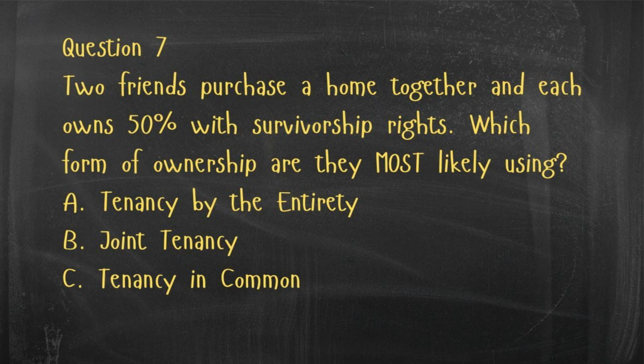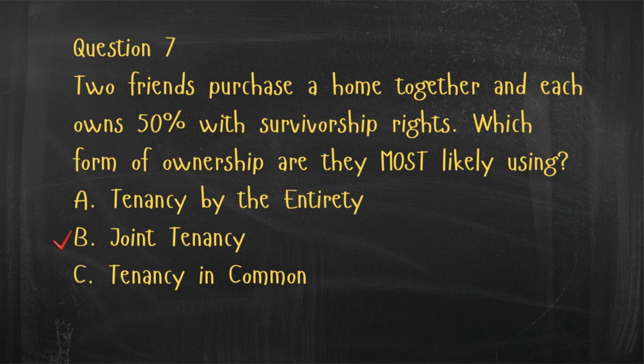Question number 7. Two friends purchase a home together and each owns 50% with survivorship rights. Which form of ownership are they most likely using? A. Tenancy by the entirety. B. Joint tenancy. C. Tenancy in common. The answer is B. Joint tenancy.